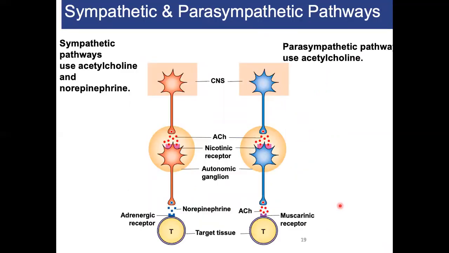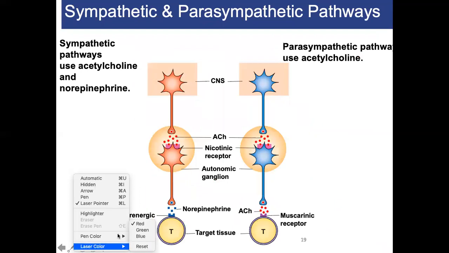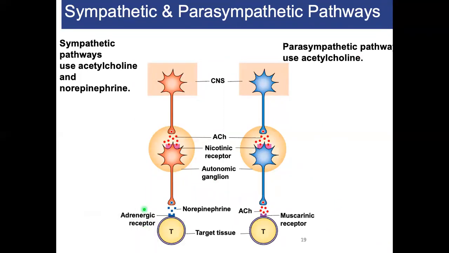Here's a side-by-side comparison of your sympathetic and parasympathetic nervous system. Let me change the color of the laser. Let's do green because it'll stick out better. So here's the sympathetic nervous system on your left, and on your right is the parasympathetic nervous system. Notice this is the first nerve. So here's your first neuron, and then it synapses with a second neuron, and then it synapses with your target organ or your effector, right? Same thing with parasympathetic. So first nerve, second nerve, and then target organ.